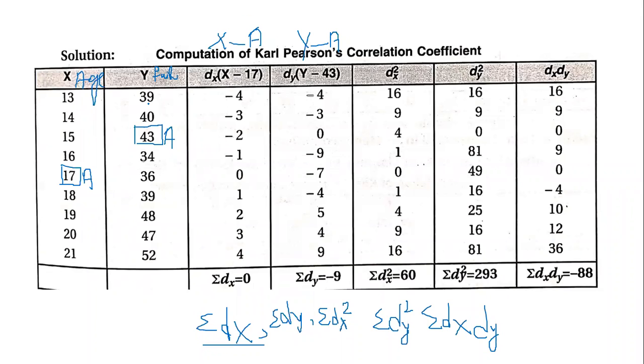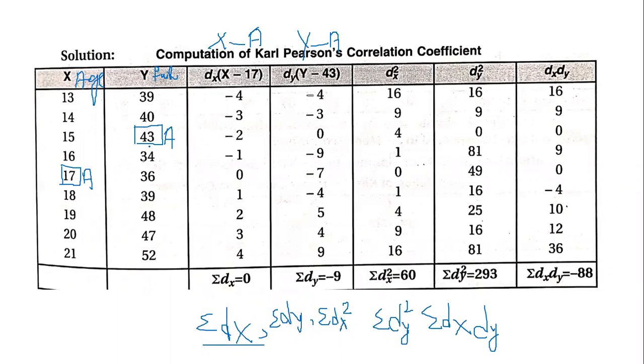So just consider the number whichever is given here, but make sure it is from x for dx and y for dy. Don't confuse that and interchange the places. Okay, so dy is y minus a, y minus 43.